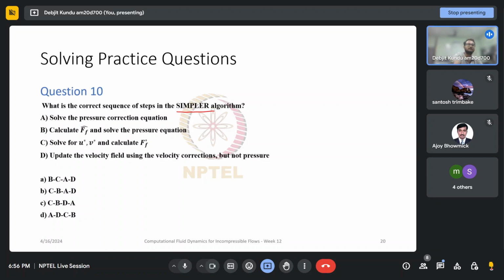All right, so let's have a look at the solution. It is actually option A, BCAD. We will see why. In the simpler algorithm, the initial pressure field is not guessed. We just start off with U star and V star, and that gives us some U hat and V hat. Look at the details in the lectures.